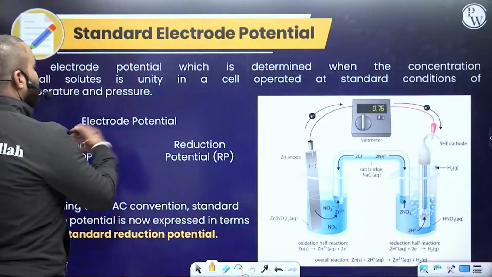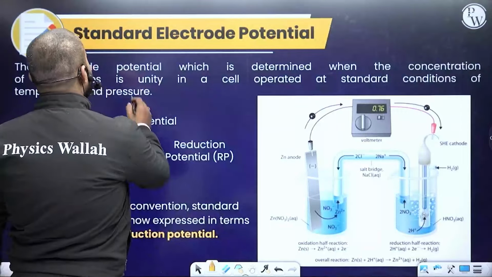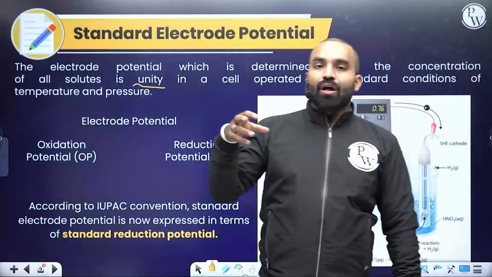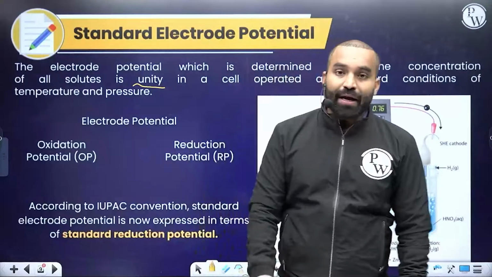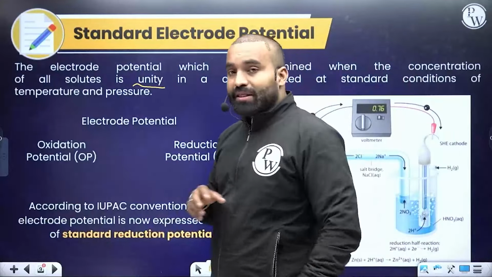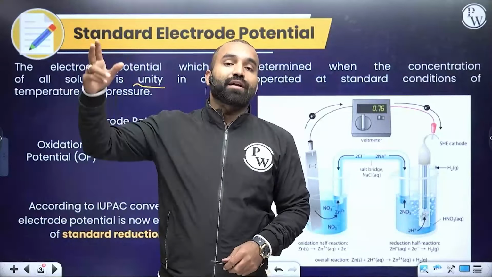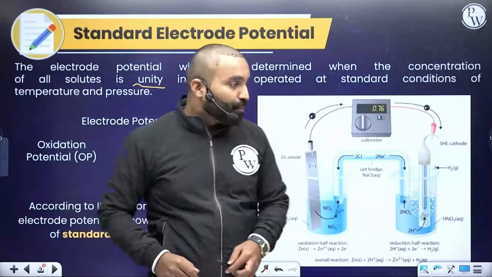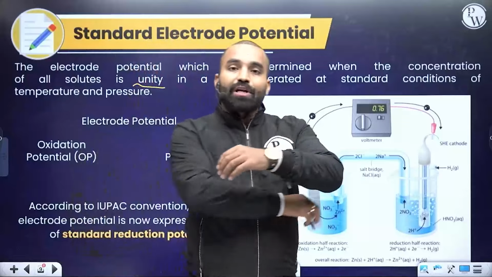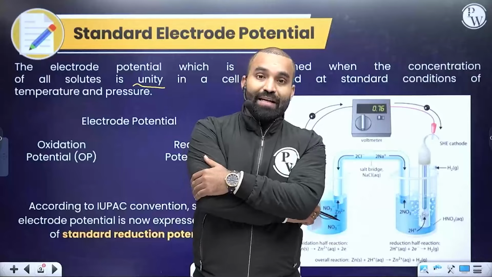Okay, the electrode potential which is determined when the concentration of all the solute is unity. What is this now? When we keep the solution concentration at 1 molar, 1 unit, and we fix the temperature and pressure at the standard values, STP, then we measure the potential. That is given a separate name, standard electrode potential. Standard electrode potential. Now it becomes a real challenge. How do we actually find the electrode potential of a single anode or a single cathode? Did you think about it any time?